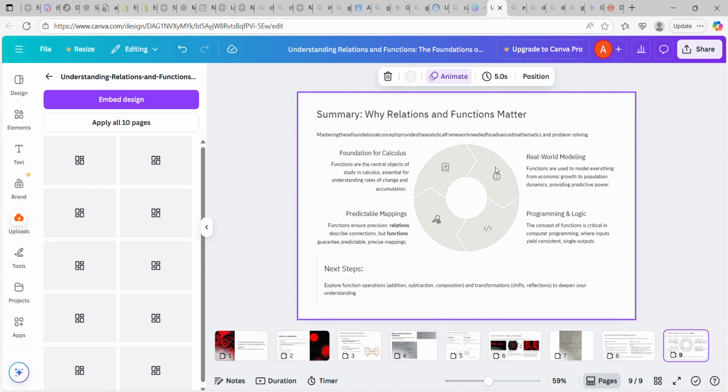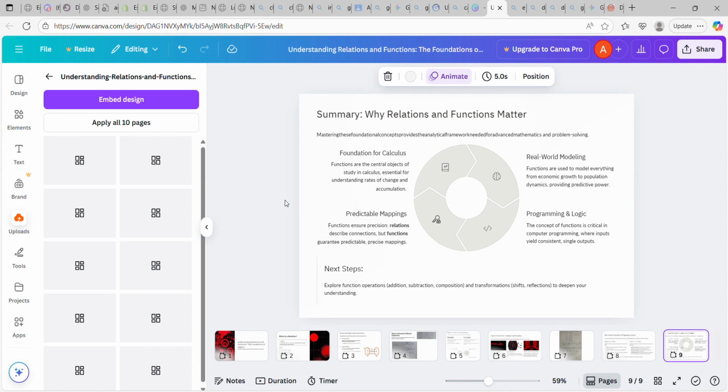This is our final slide. Foundation of calculus: functions are the central object of study in calculus, essential for understanding rates of change and accumulation. Real-world modeling, predictable mapping, and programming and logic. So this was our relation and function. Thank you so much.